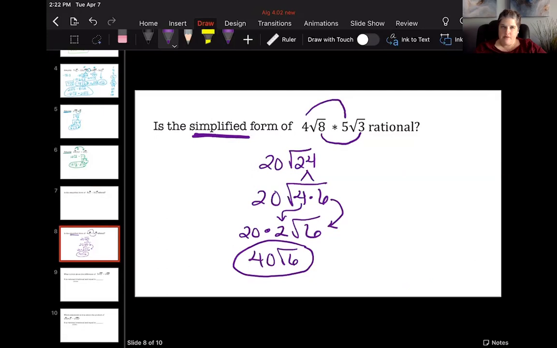And if you remember the rules on the guided notes, when you multiply irrational with rational, you get irrational. And when you multiply irrational with irrational, you get rational. So if they're different, then it's irrational. If they're the same, it's rational. So this would be irrational. You are correct. So you would say, no, it's not rational. It's irrational.